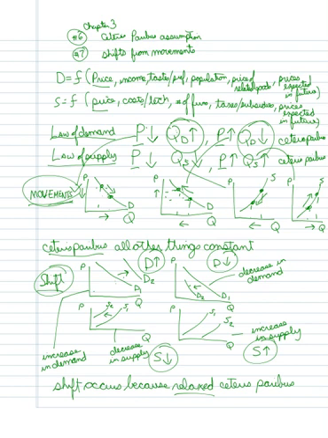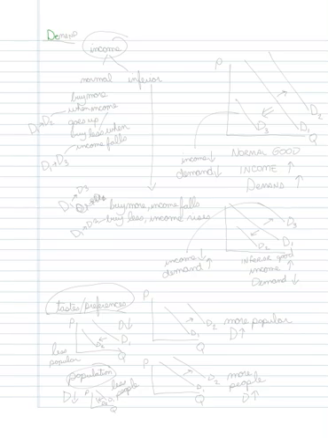So let's just deal with them each in turn. Let's first focus on what could cause demand to shift. And let's deal first with income.